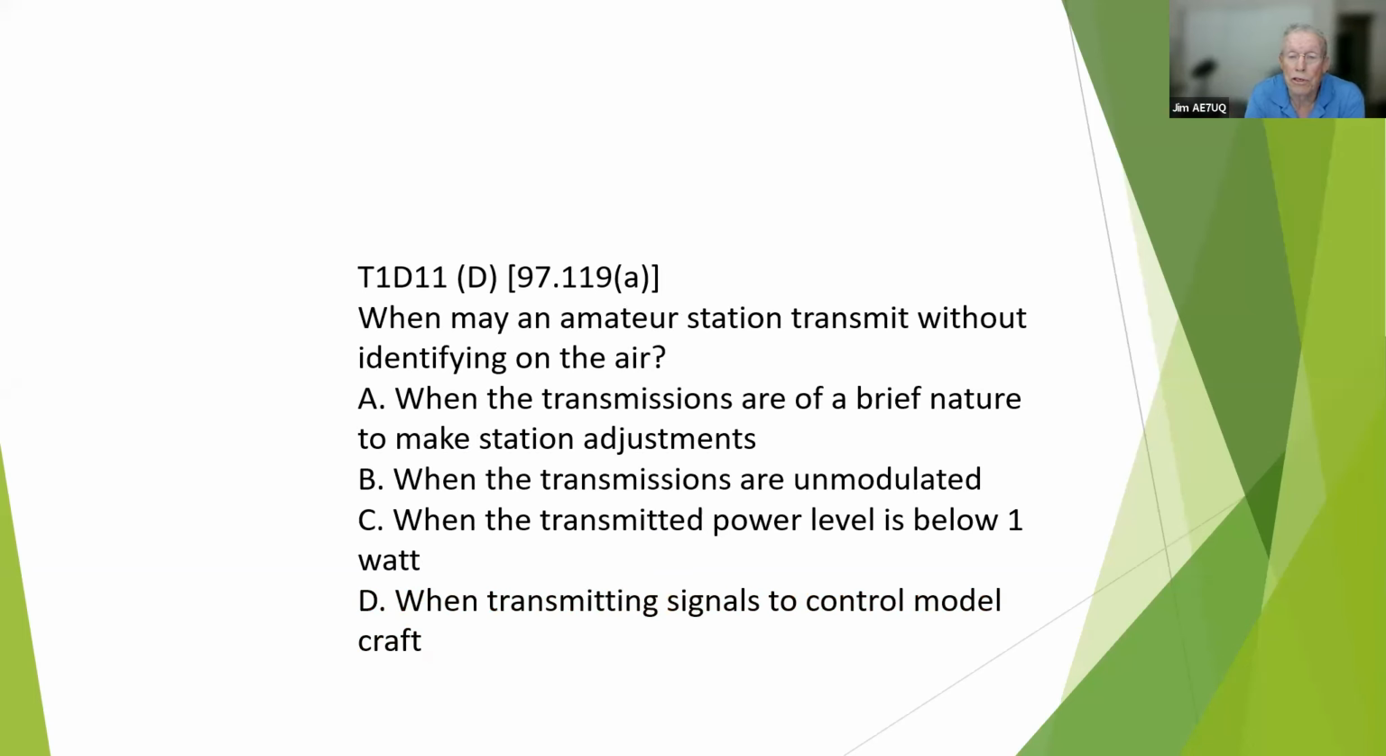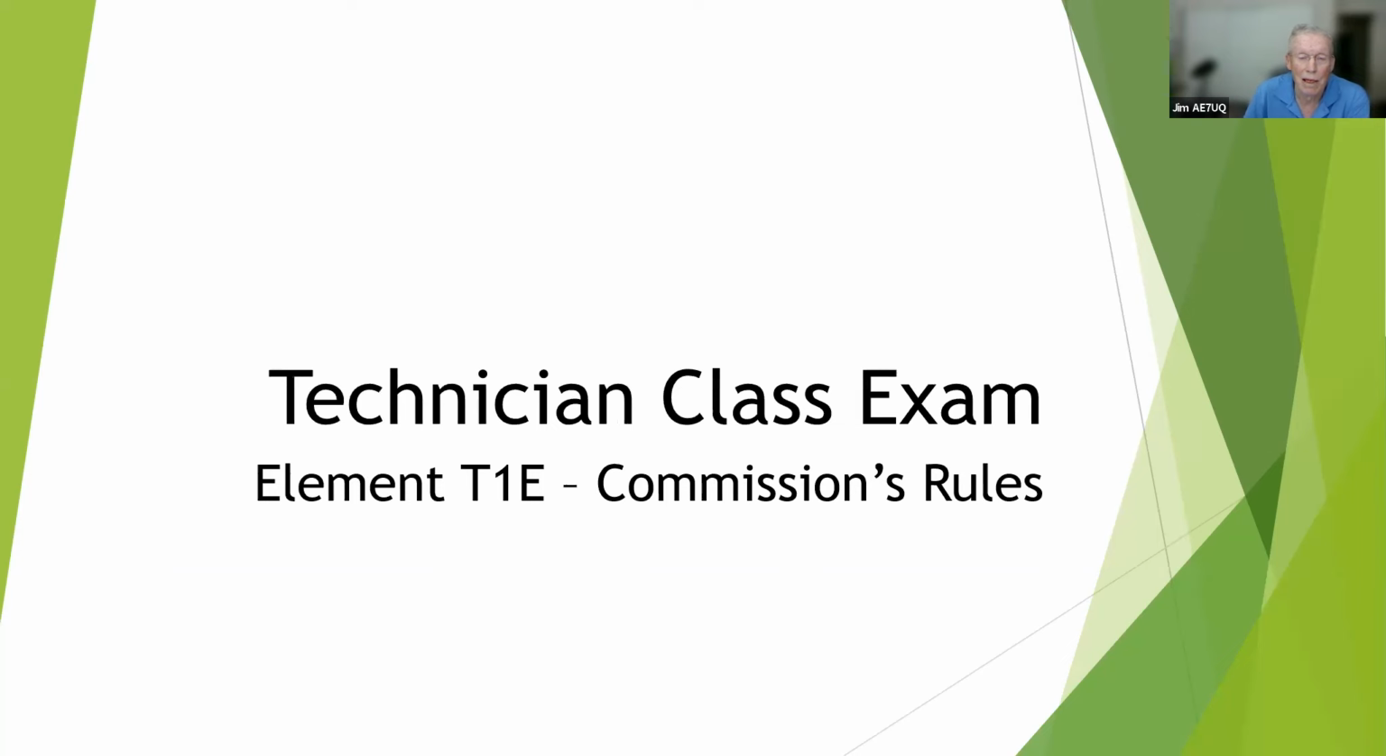And when may an amateur station transmit without identifying on the air? The only time this is allowed is when you're using radio controlled signals to control a radio control model of some sort. So that's the first section. Moving on.